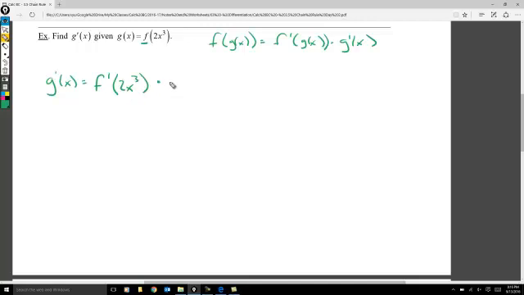And the derivative of 2x cubed is just 6x squared. And that's it. There's nothing I can simplify. I don't know what f is, so I'm just going to leave my answer like that.